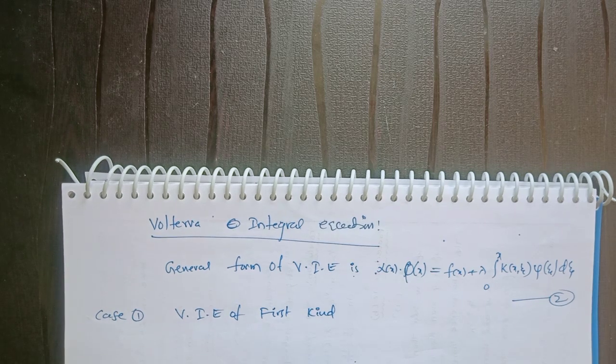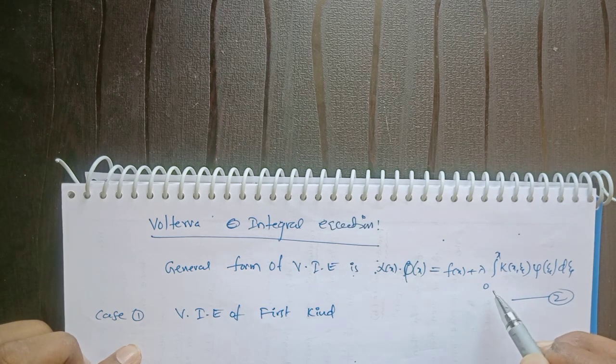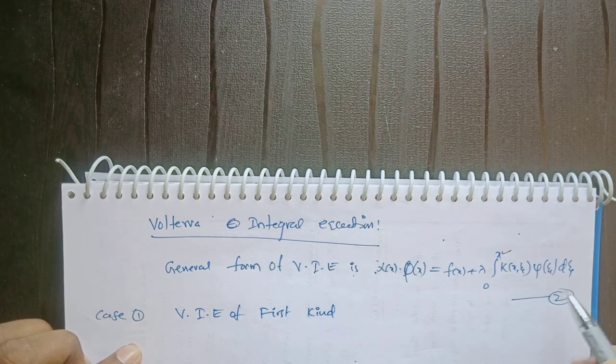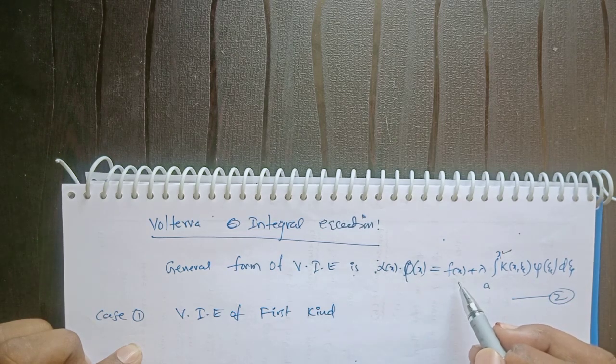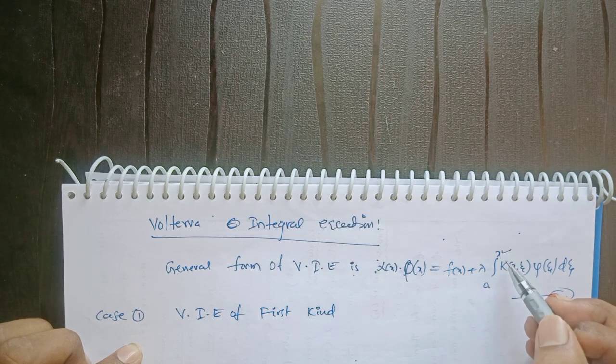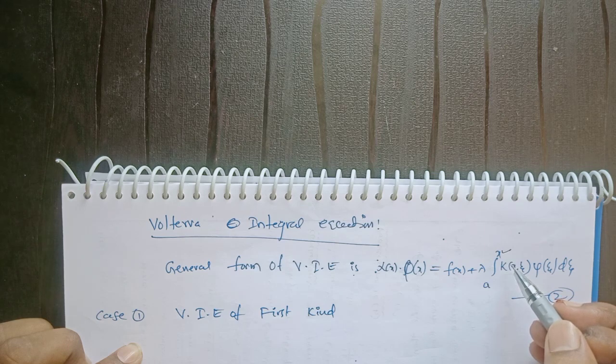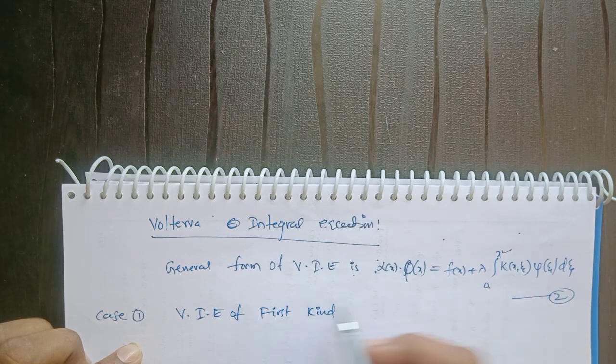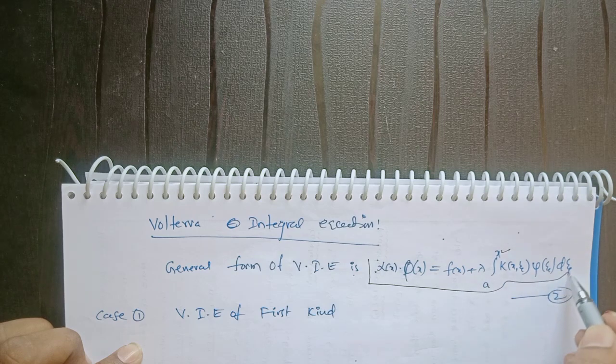An integral equation is said to be a Volterra integral equation if its upper limit, in the previous general form of the integral equation, is variable. That equation is called a Volterra integral equation. So this is a to x: alpha x into phi of x is equal to f of x plus lambda times the integral from a to x of k of x, xi phi of xi d xi. Whatever the lower limit, the upper limit of integration must be variable.